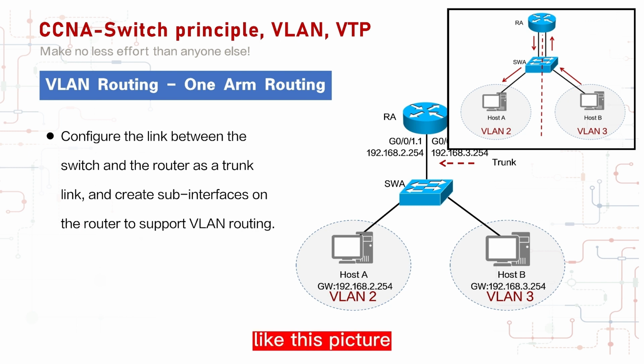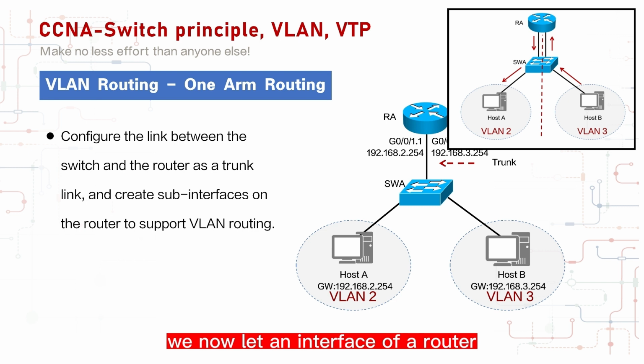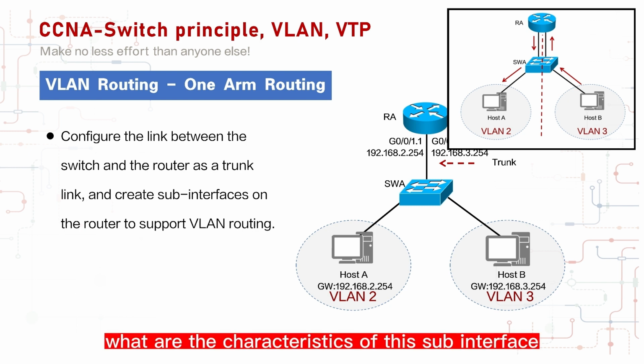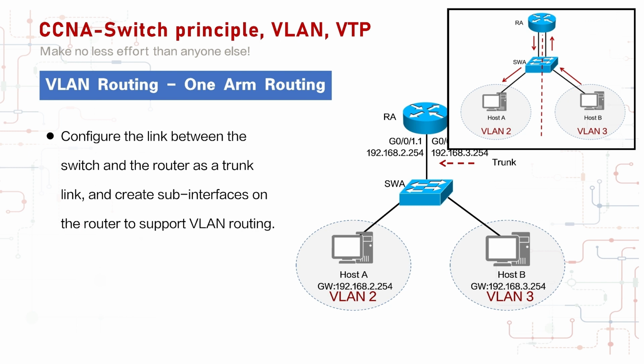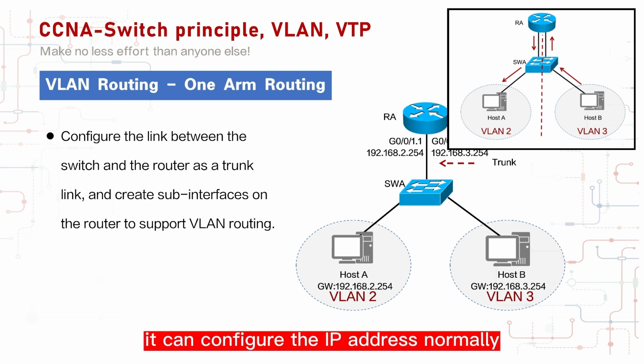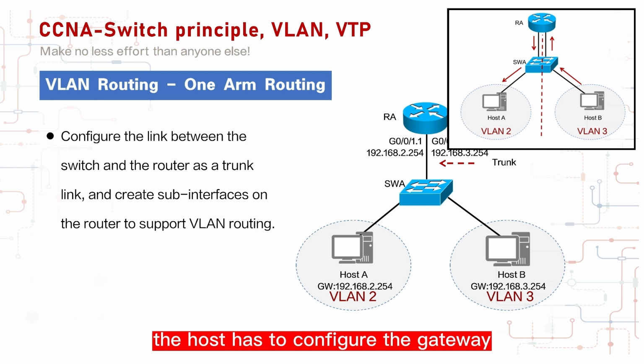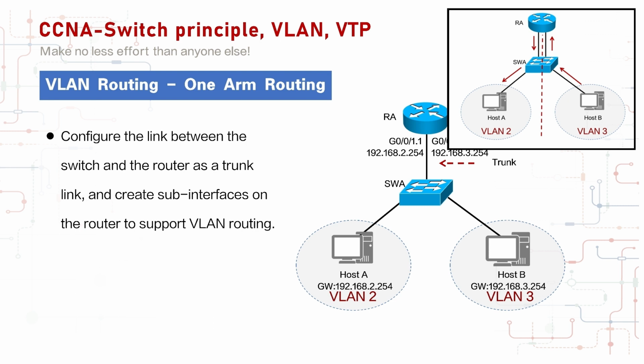Like this picture. 2 interfaces on 2 routers. We now let an interface of a router be used as 2 subinterfaces. What are the characteristics of this subinterface? First, it can configure the IP address normally. For us, the host has to configure the gateway. Configured on subinterfaces, it can be configured with IP normally.